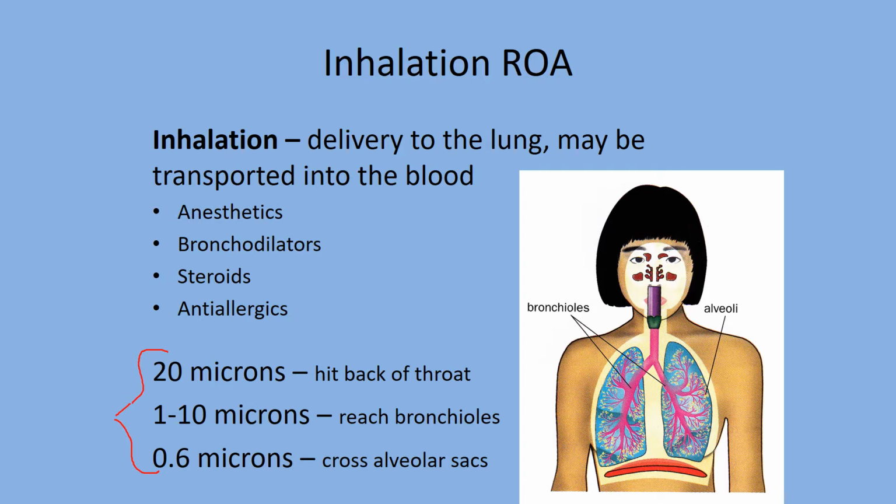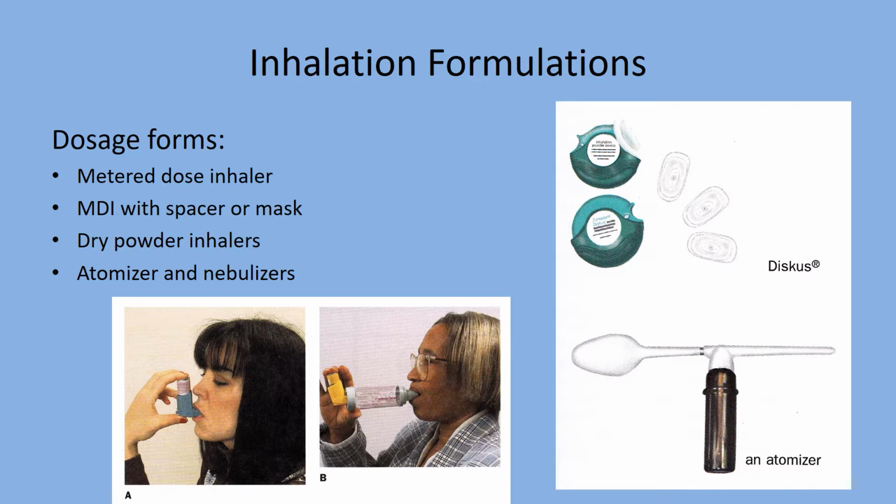Local or systemic effect. So if we want to open the airways as in asthma, then that's going to be a local effect. But if we're giving you general anesthesia, we want the drug to enter your bloodstream and then work throughout your whole body. So in that case, a systemic effect.